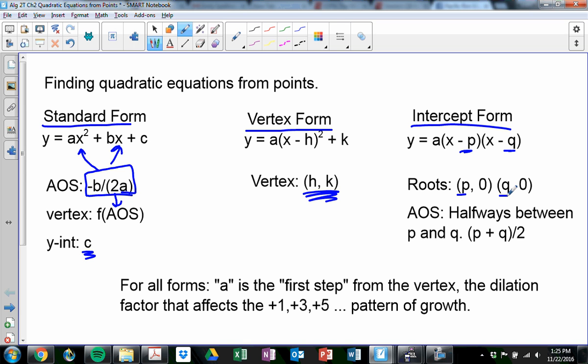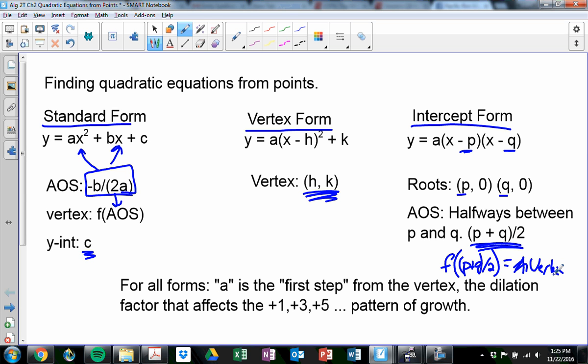And then the AOS is halfway between p and q, which is p plus q divided by 2. And you can, again, do f of (p plus q) divided by 2, plug that in to find the vertex. That's all review of stuff we've learned, and also I don't know how to write the word vertex, apparently.